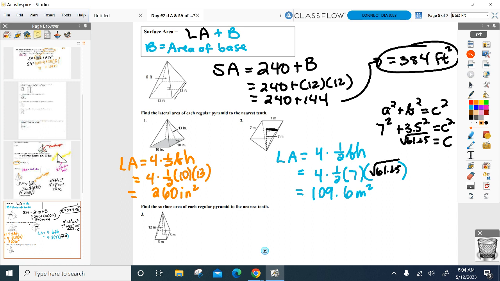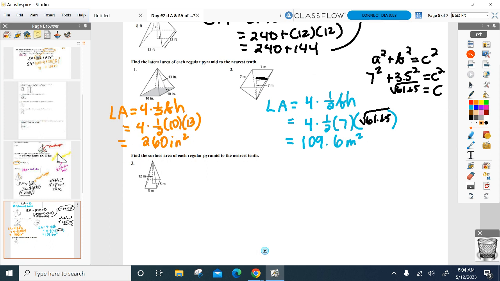All good. I'm going to let you do one on your own now. All right, find the surface area of this pyramid here to the nearest tenth, even though I think you shouldn't have to round on this one. Surface area. So lateral area plus the square base. All right, lateral area plus the square base.